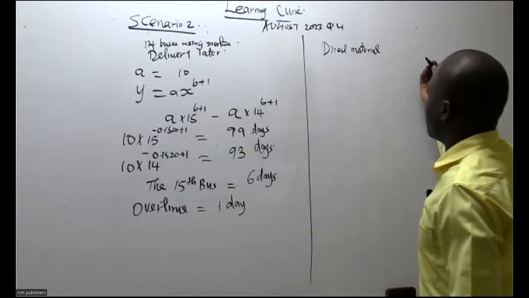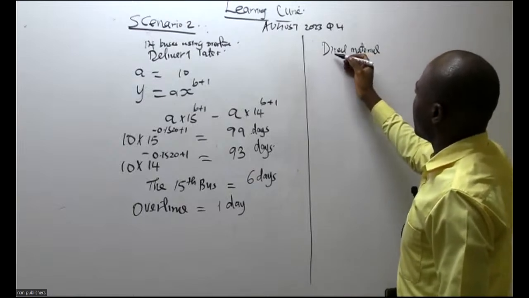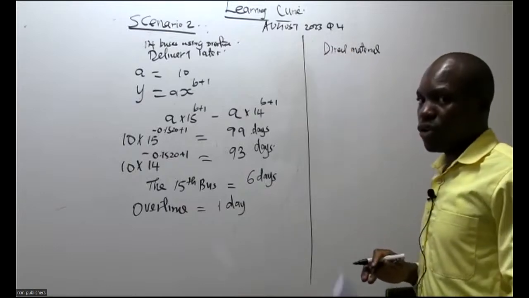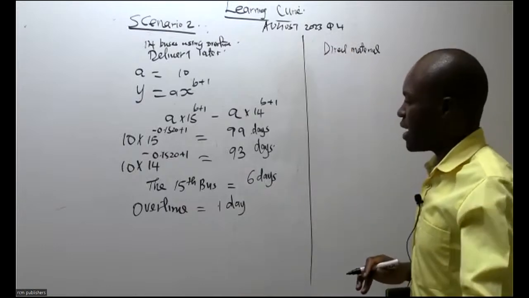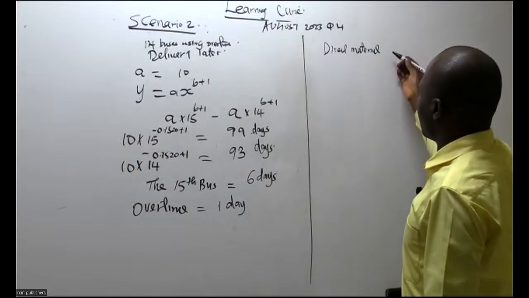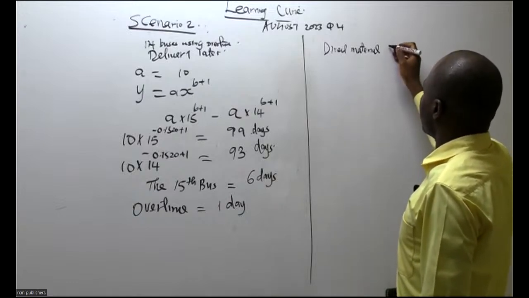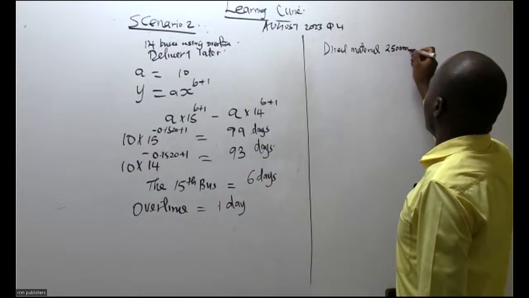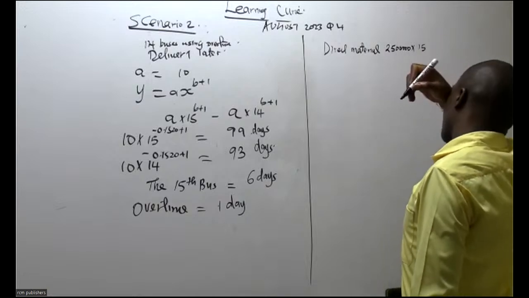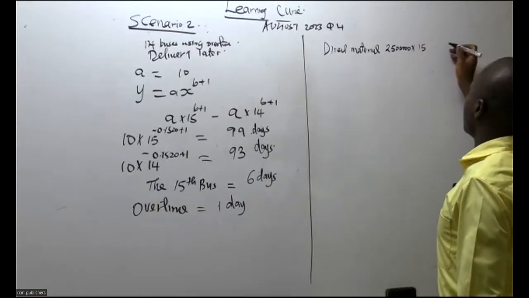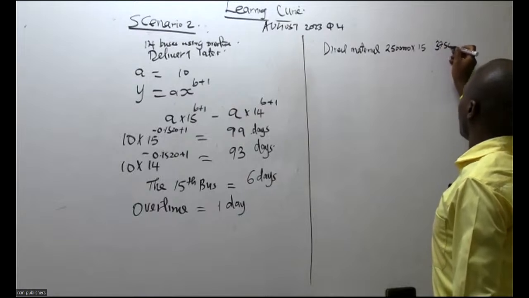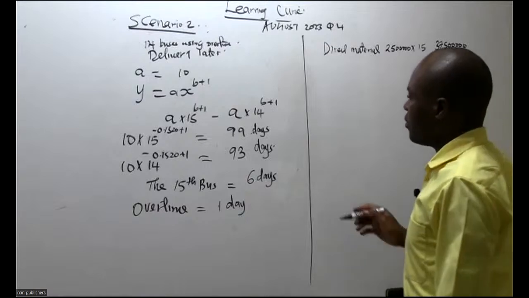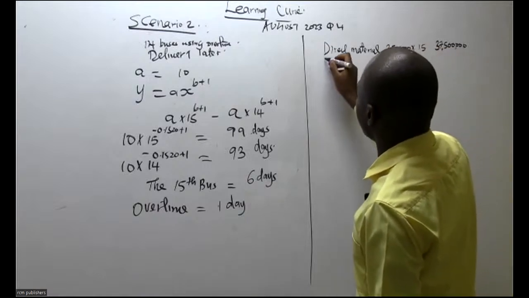Which we know will not change. So the direct material which we require here, remember we are still going to produce the 15 buses. Direct material which you are going to purchase will still be the same. So I need 2,500,000 by 15 buses. Itakuwa ngapi hapa? Was it 37,500?